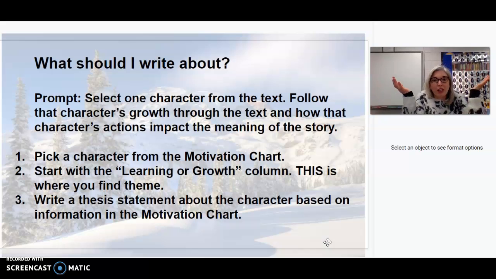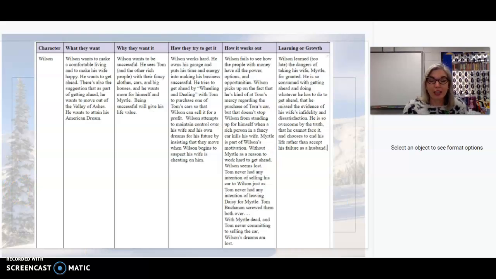So what does that mean that you need to do? First of all, you pick a character from the motivation chart and then start with that learning or growth column. This is where you find the theme. And then after you've read through the theme and read through the other columns about your character that you've selected, that's when you write a thesis statement about that character based on the information in the motivation chart.